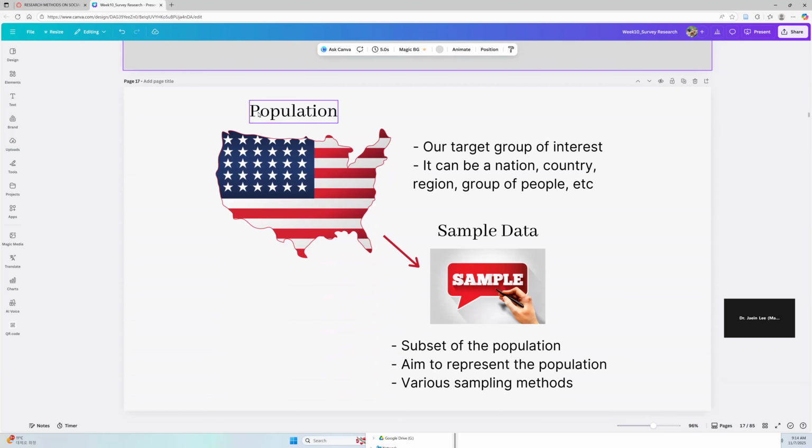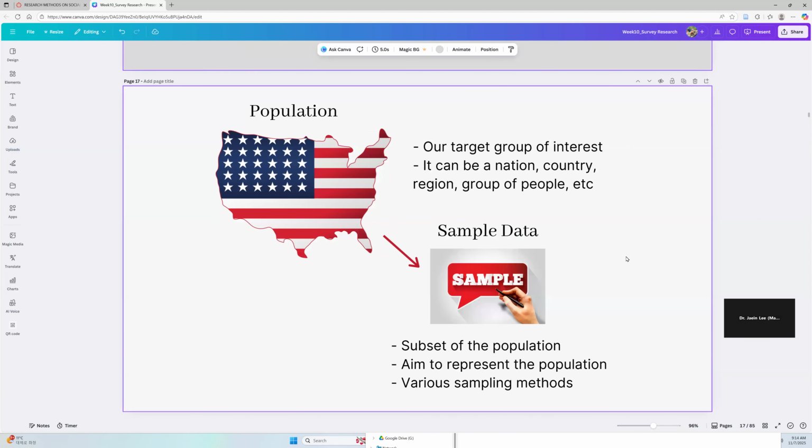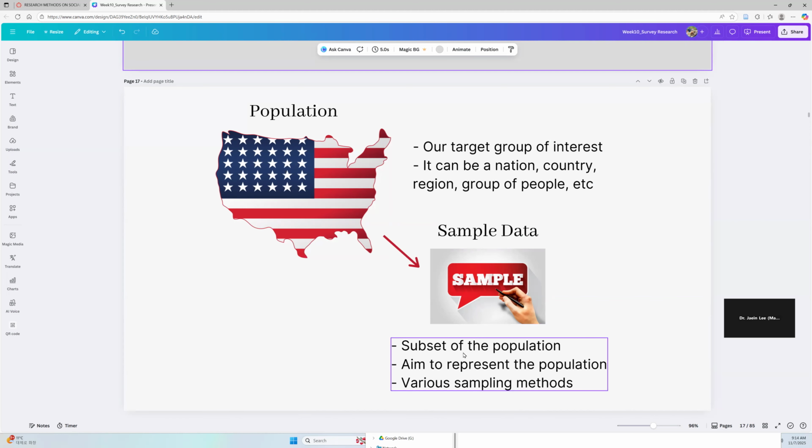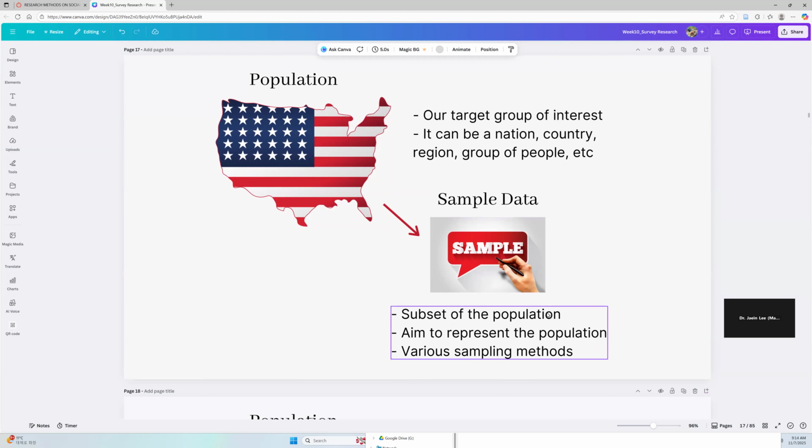So again, instead of the population data, which can be one whole country, a county, a region, or a group of people based on your research, it can be very different. But anyway, the sample data is smaller than the population because we don't have the money or enough time. So we are just collecting a subset of the population, and we are trying to have representative sample data because we want to generalize. We want to represent the population from the small data.